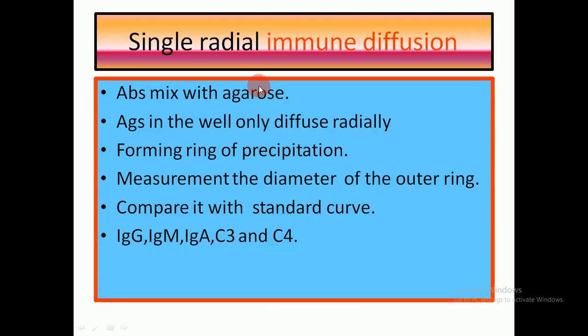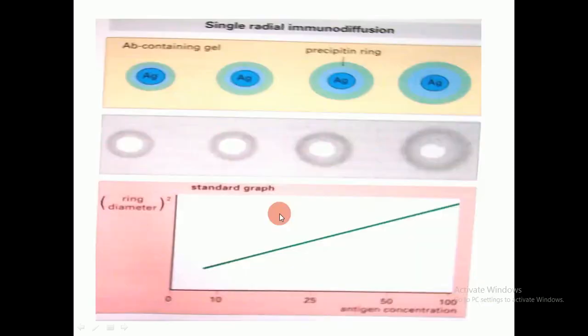The second type of immune diffusion is single radial immune diffusion, and here the antibody is mixed with the agarose and the antigen in the well diffuses radially, forming a ring of precipitation. By measuring the diameter of the outer ring, we can get the concentration of the antibody, like IgG, IgM, IgA, C3 complement, and C4. This is compared with the standard curve to get the concentration.